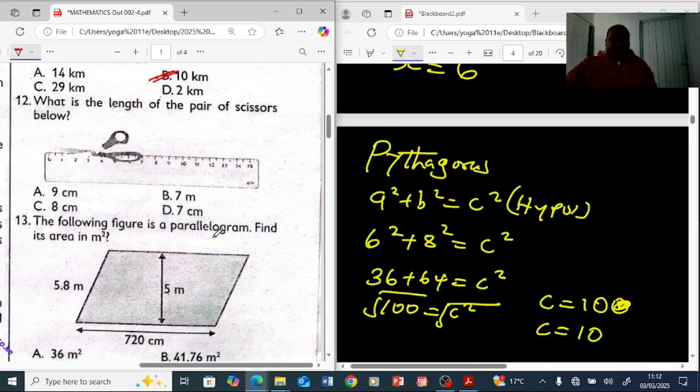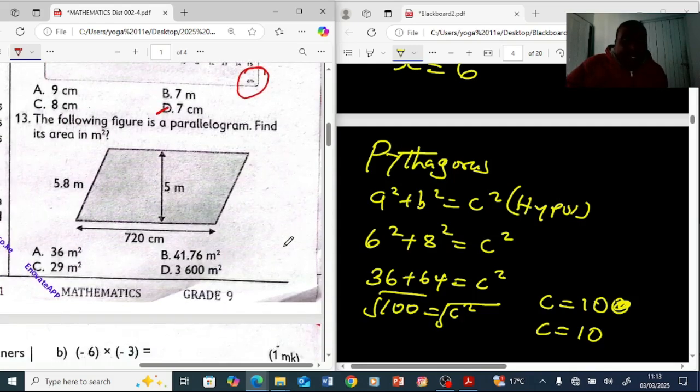What is the length of the pair of scissors below? The scissors start from 0 up to 7 centimeters. That is 7 centimeters. You can see here, this ruler measures in centimeters. So D is the correct one. That one you just need to observe.